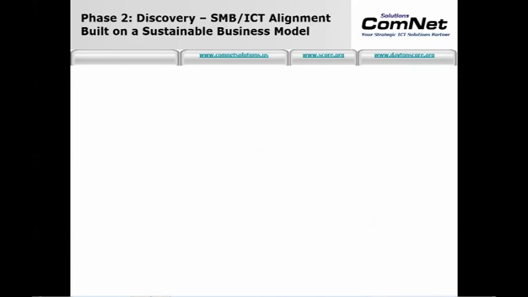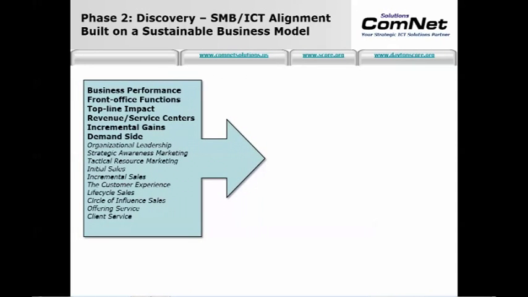ICT alignment in small business is built on what we call a sustainable business model. Traditional business hierarchies and silo organizational structures are all being done away with in virtual business environments, set up in a very simple structure. First of all, you have the front office functions, or what we call business performance. They have a top line impact, sales, revenue, profit on the organization. And they are things like organizational leadership, strategic awareness, marketing, sales, customer service, and all of that.